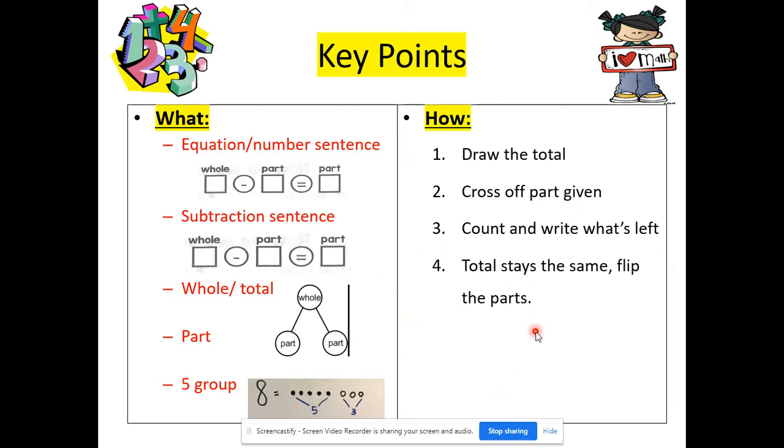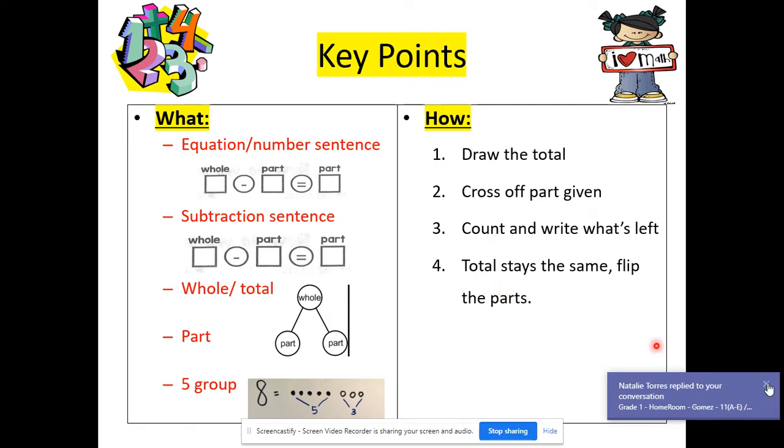How are we going to be successful? Same key points as yesterday, remember? First, you draw the total or your whole number. Two, you cross off the part given. That would be the part they show you. And then three, you count and write what's left. So you count what you didn't cross off and you write what's left. Then for four, the total stays the same and you would just flip the parts. But for this key point, it would be writing the related subtraction sentence. We need to start using our math terms.